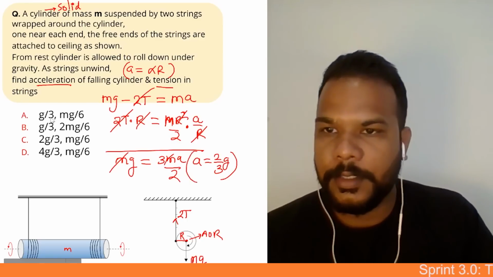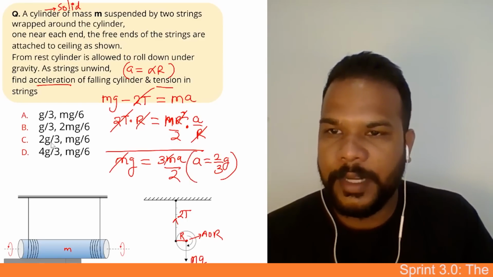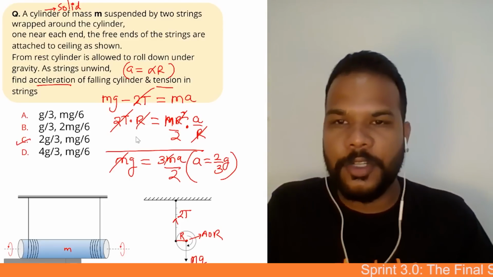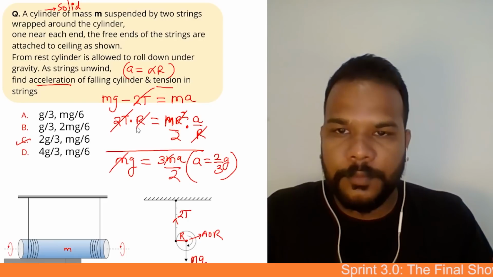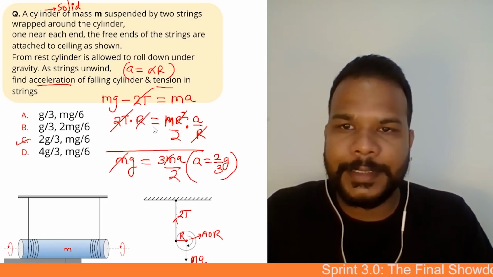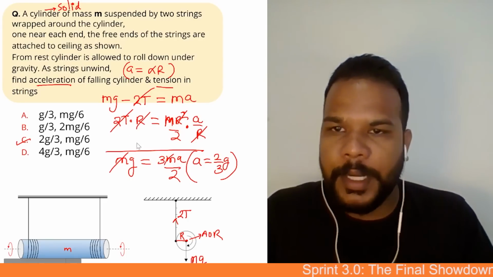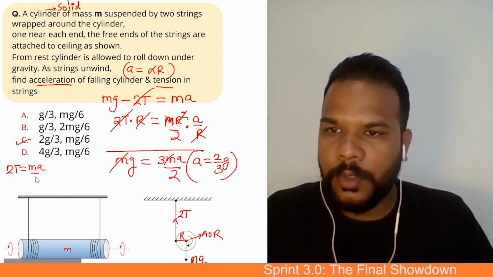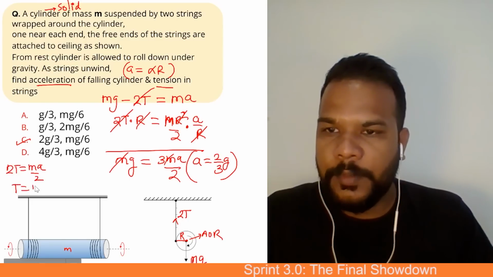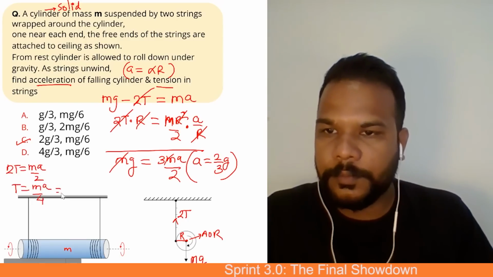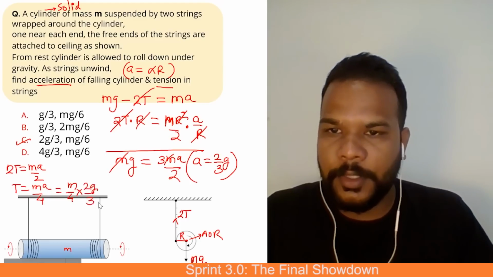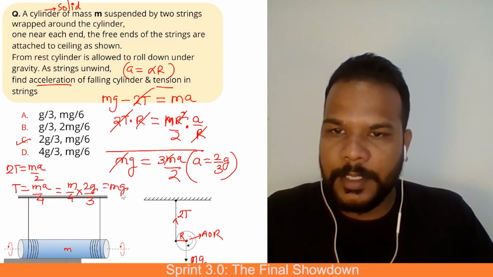That's our correct answer, 2 by 3 g, and we don't even have to solve the other part because there is only one option with that acceleration. Though you can find out the tension too. 2T is ma by 2. So 2T equal to ma by 2, so the value of T will be ma by 4, m by 4, acceleration is 2g by 3, so this gives you mg by 6.